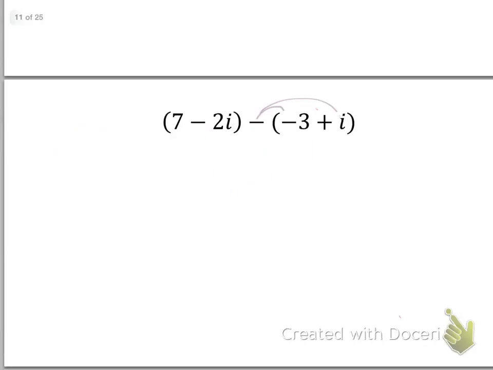This one, I've got to distribute this negative because it is going to change something. So -1 times -3 is a +3. -1 times a positive i is a negative i. So 7 plus 3 is 10. -2i minus 1i is -3i.